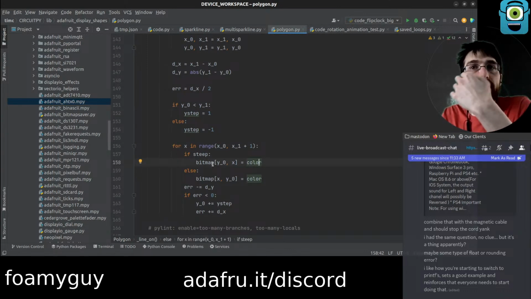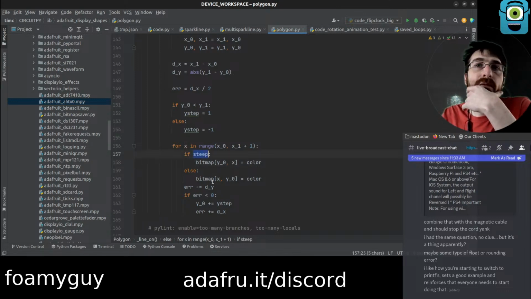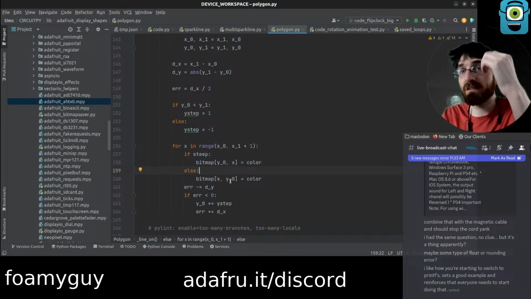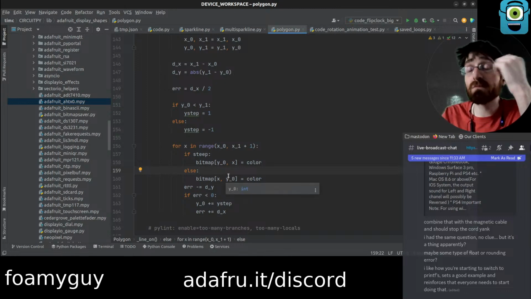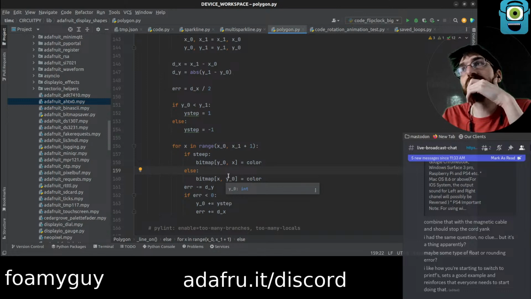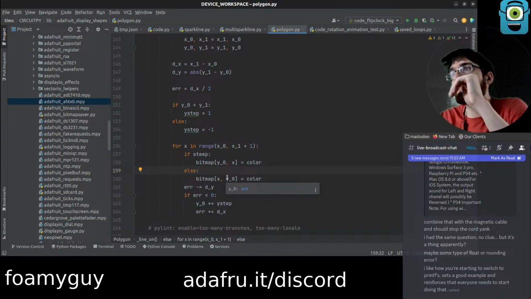So this is what is steep? It's inverting the x and y axis, I guess. I guess it makes sense because it would make it look like it's running straight up, I suppose.